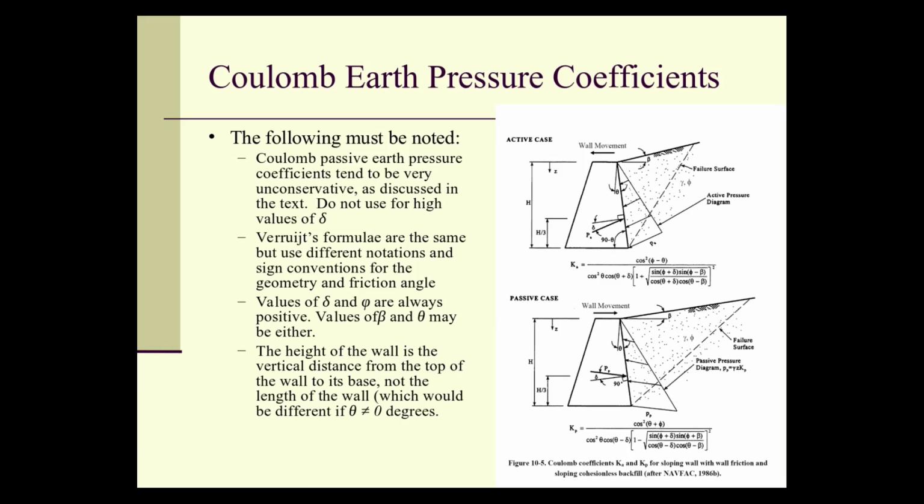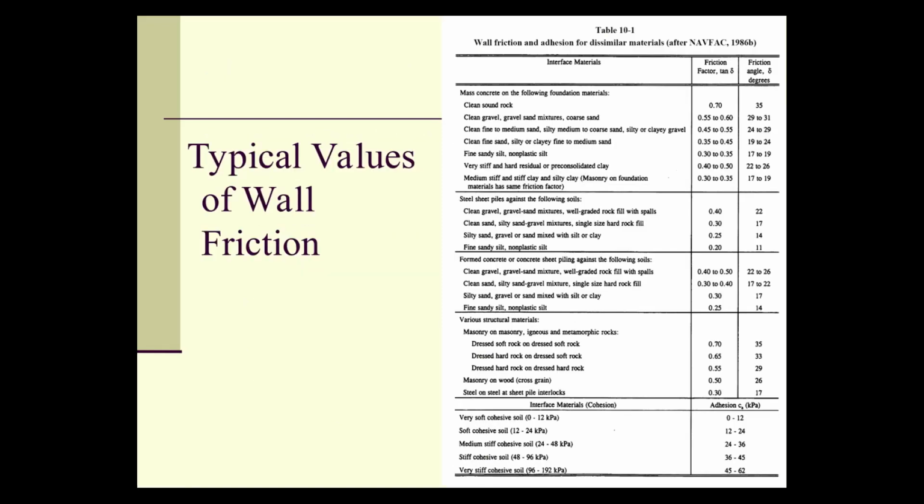The AASHTO combination, and you'll hear me talk about this both in this course and the next one, says that the Coulomb wall uses Coulomb for the active pressures, which gets away from this problem, and log spiral for the passive. These are typical values of wall friction, either expressed as an angle in degrees or a tangent of delta. You can do it either way. This table came from DM7, and it's been around a long time.